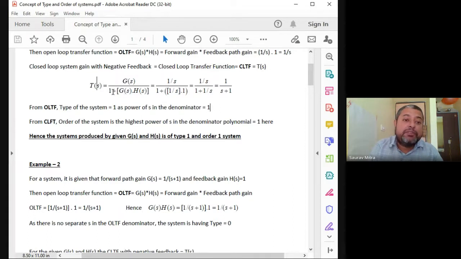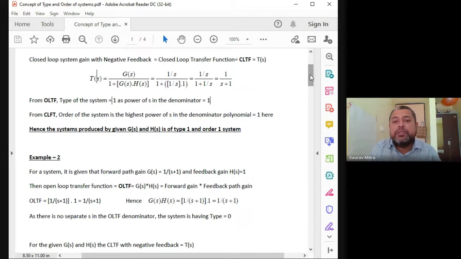But if I put positive feedback, this will become 1 minus G(S)H(S). In that case, the denominator will be S minus 1. If this is becoming S minus 1, where will be the closed loop pole with positive feedback? In that case, S will be at plus 1. S is equal to plus 1 is an unstable pole. So from these three lines, you are finding the whole understanding of open loop gain and how the open loop is becoming stable with negative closed loop feedback.